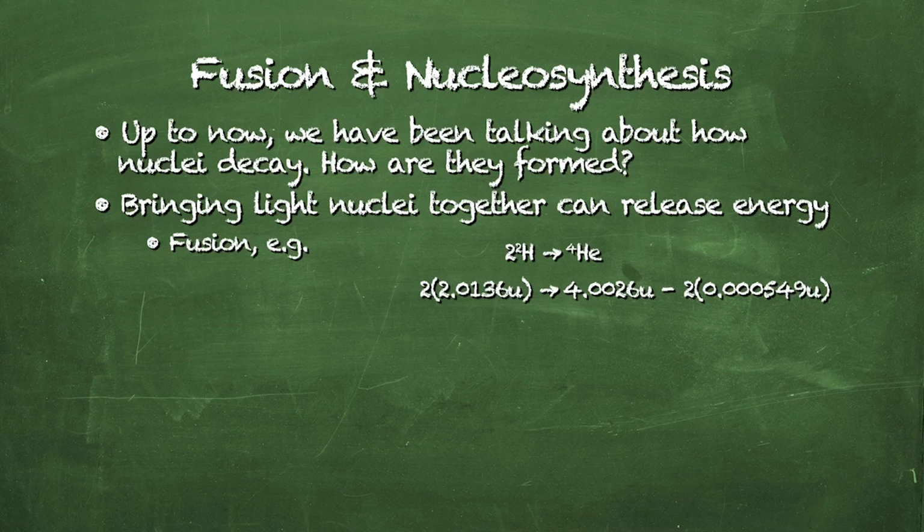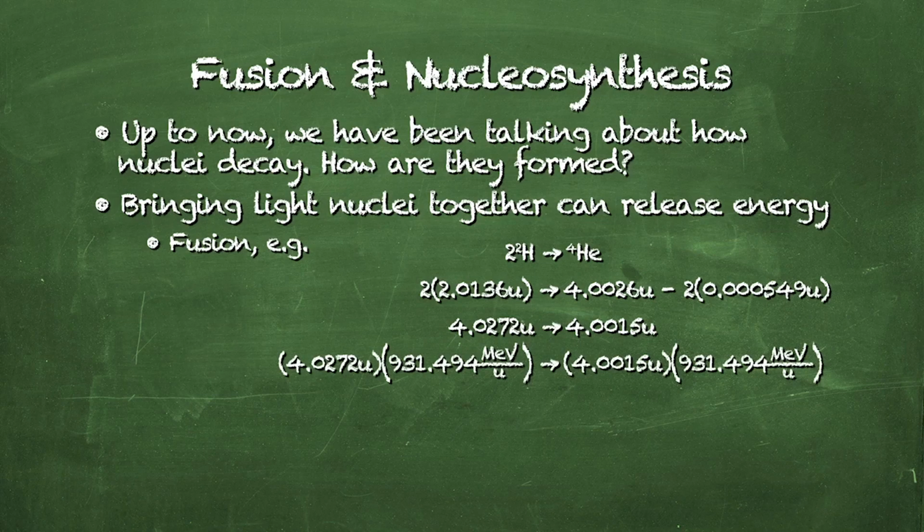So from that, we have to subtract off twice the mass of an electron, or minus 2 times 0.00549 atomic mass units. So we have 4.0272 atomic mass units becoming 4.0015 atomic mass units. So as we bring those two hydrogen-2 nuclei together to form a helium-4 nucleus, they lose mass or release energy. We can calculate the energy released.